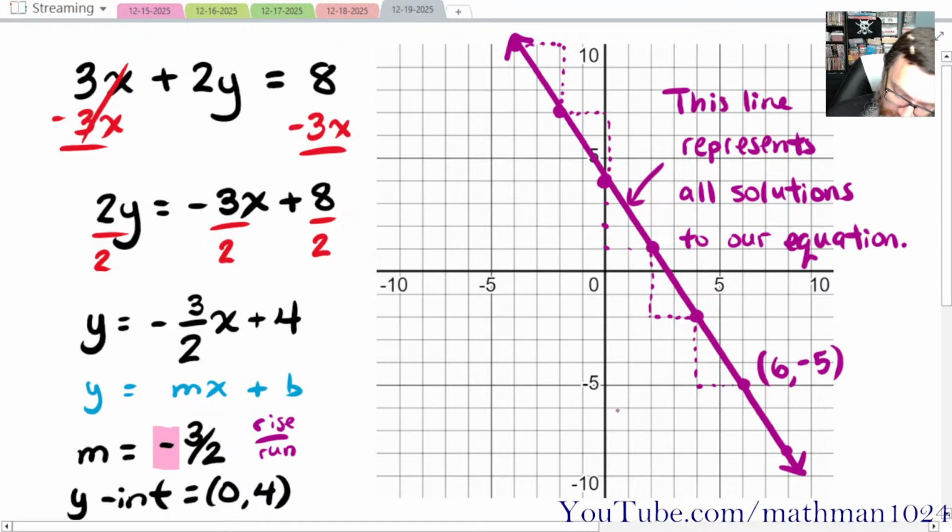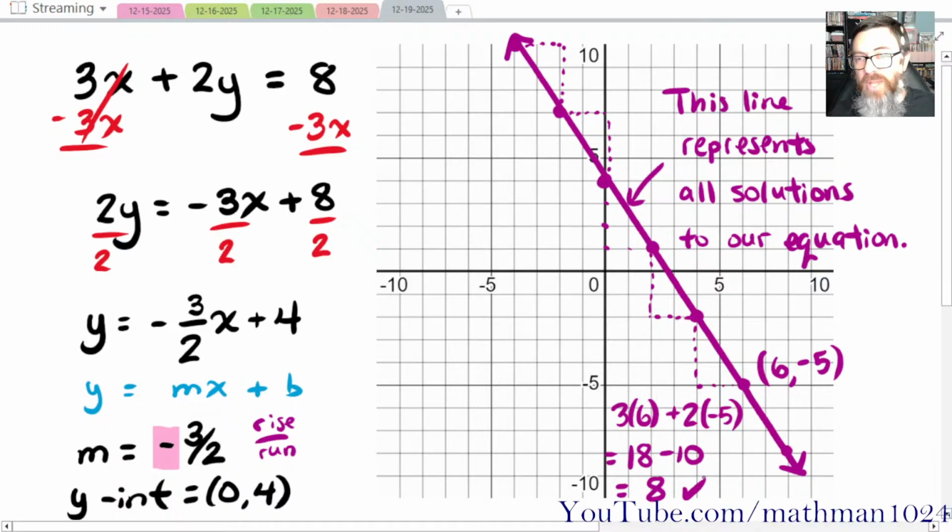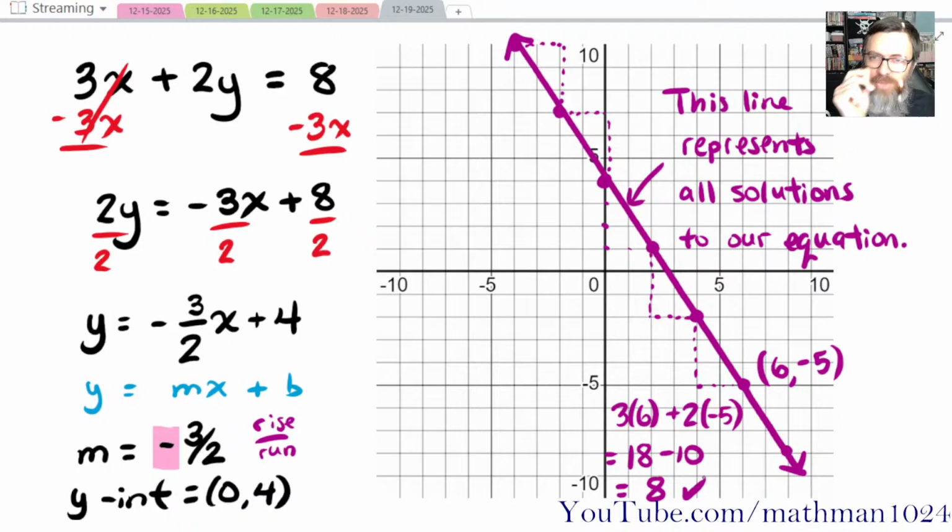So let's check that real quick. So 3 times 6 plus 2 times negative 5. This gives me 18 minus 10, which equals 8, which is exactly what we were supposed to have. Okay, so that's why we graph. The graph is a visual representation of all the solutions for this equation.